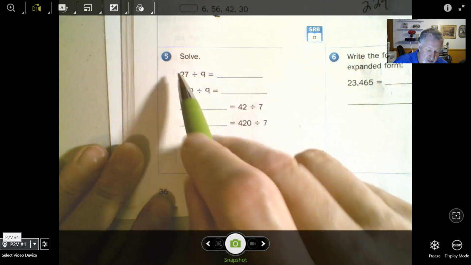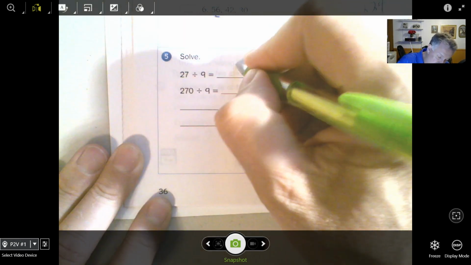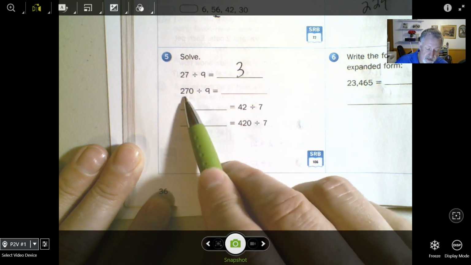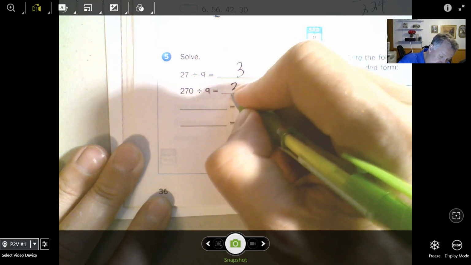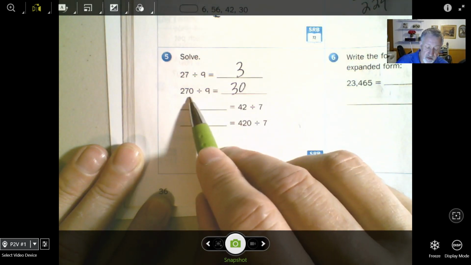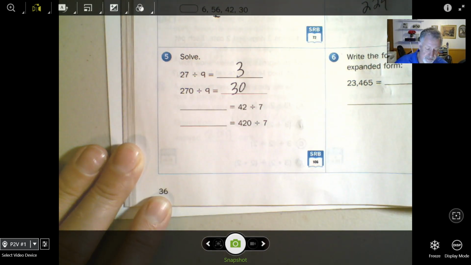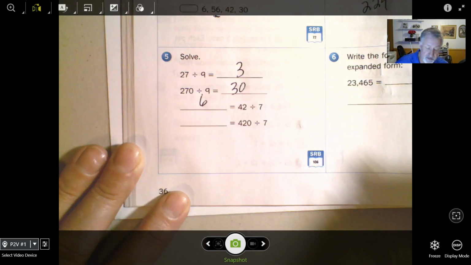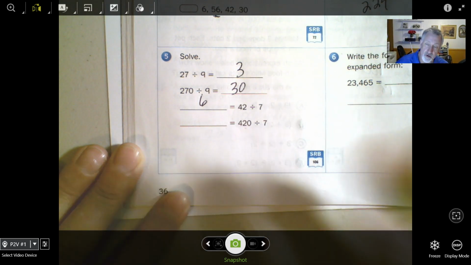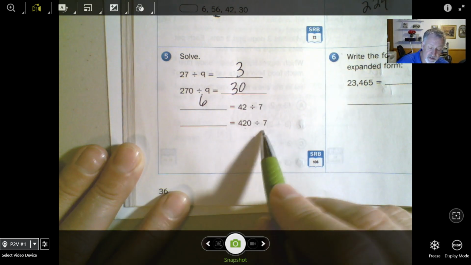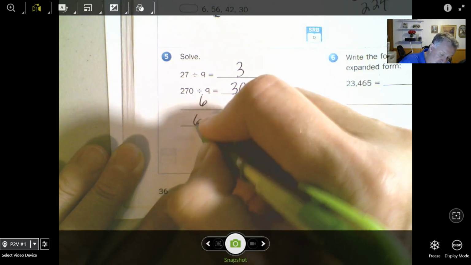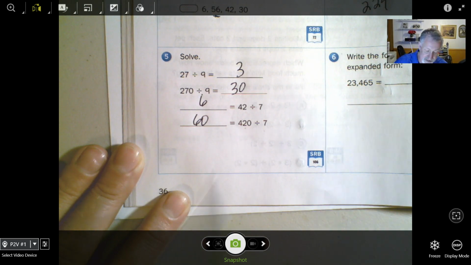Number 5, 27 divided by 9. Well, 9 times 3 is 27, so there are 3 groups of 9 in 27. So 9 times 30 is going to be 270, or there are 30 groups of 9 in 270. What number is equal to 42 divided by 7? Well, 42 divided by 7 is 6. And now I have 420, or in other words, 10 times as many groups here, and I'm still dividing by the same single-digit number. So if I have 10 times as many groups, I should have 10 times as many groups in my answer. So 60 times 7 is equal to 420.